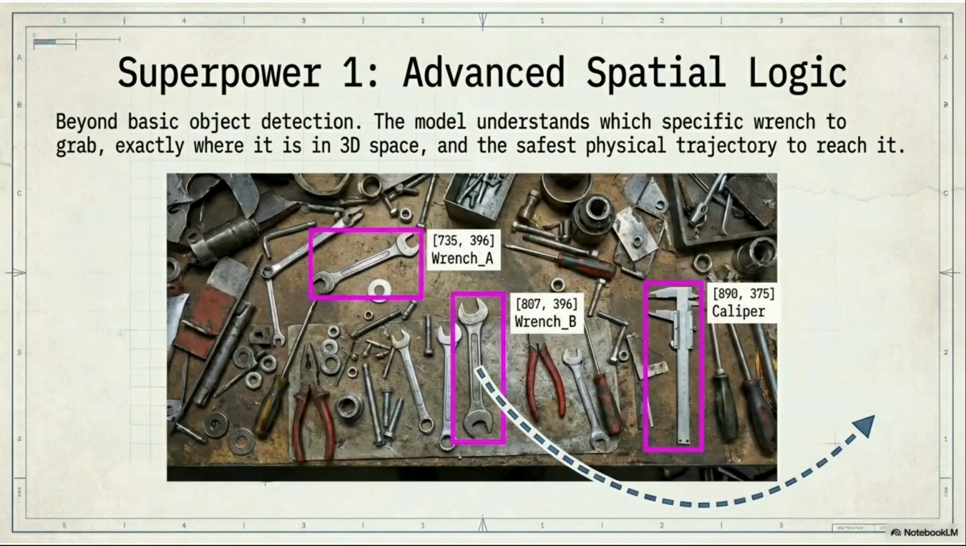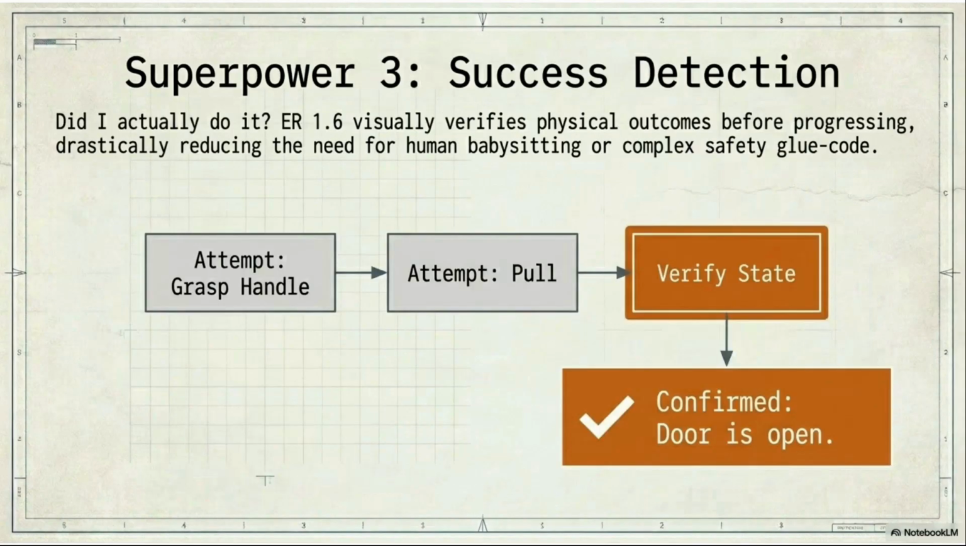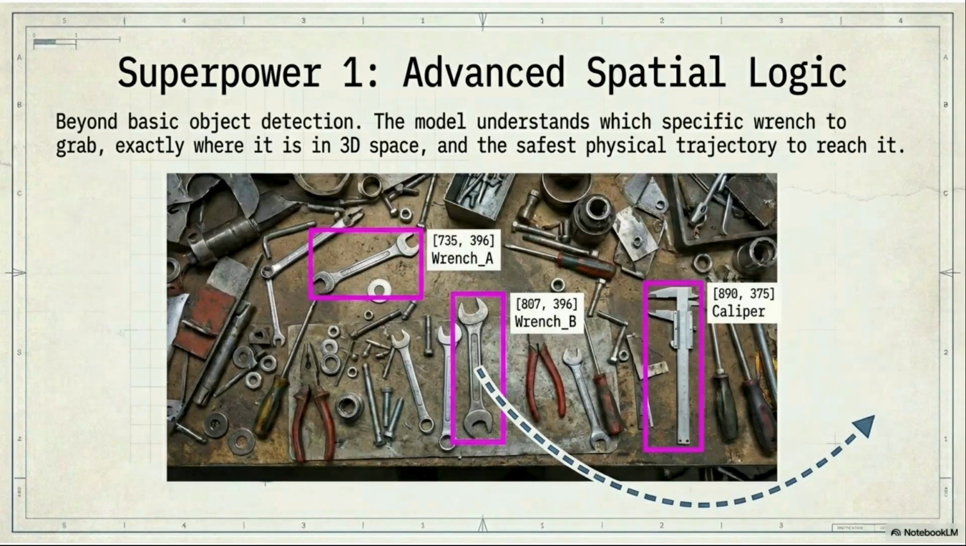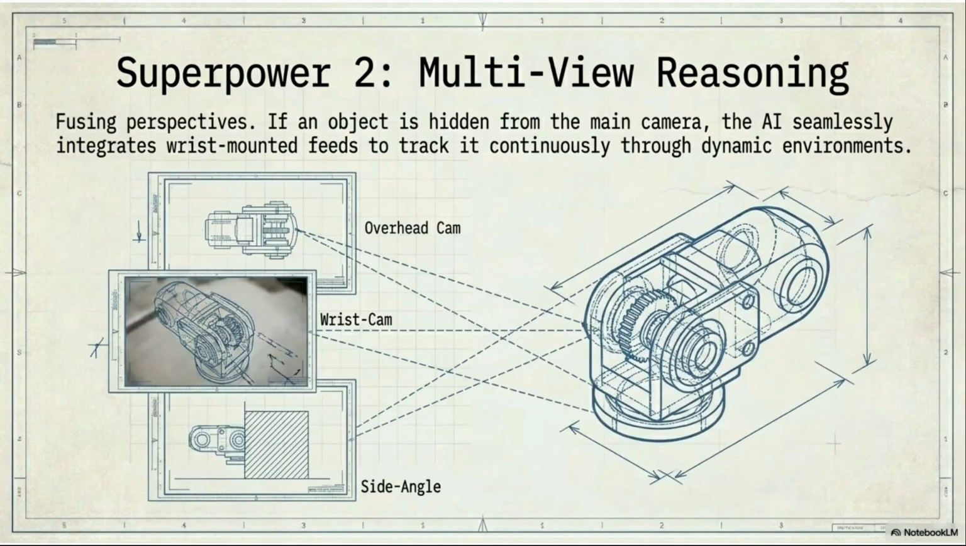The first superpower is object detection. It's one of the important things. I'm going through this fast because the video is going to be very lengthy, so I'm skipping that. You can just explore it.